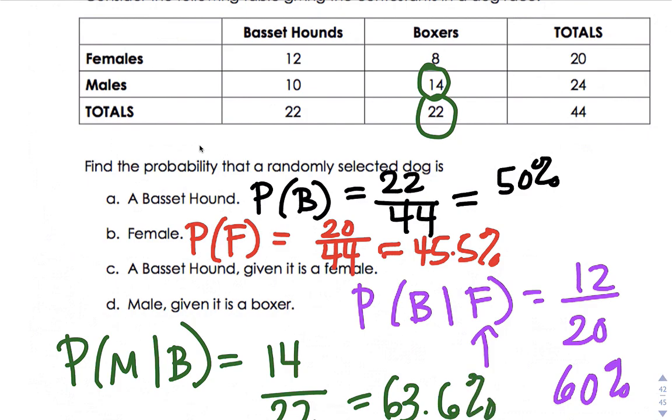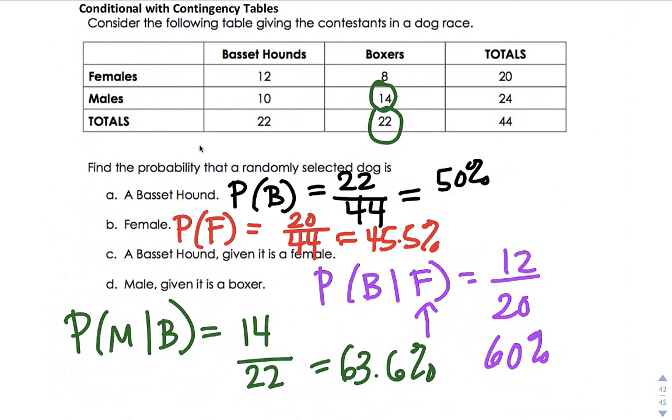All right, so that's conditional probability. You have a given, which changes the total, and you have to think about what they're asking and write your probability. All right, so that's it. So you can practice.